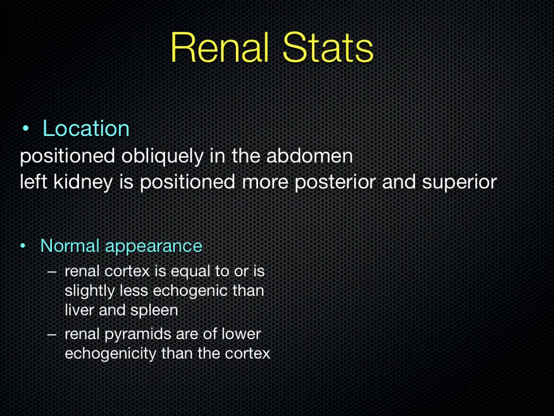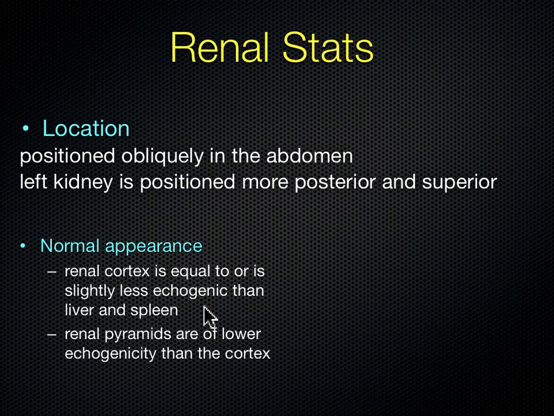Now, the kidneys are located obliquely in the abdomen, and it turns out that the left kidney is more posterior and more superior. And the way I remember that is that the left kidney is more towards the head and more towards the bed. And it turns out that the renal cortex is less echogenic than the liver or the spleen. And the renal pyramids, because they're filled with urine, are less echogenic than the cortex.